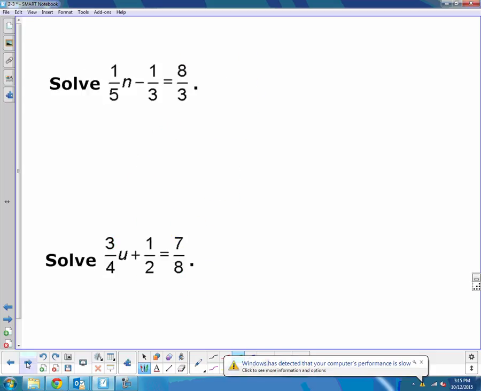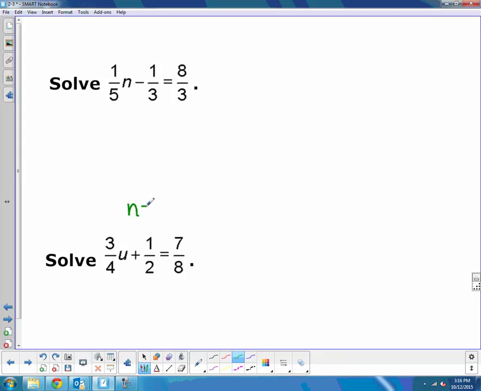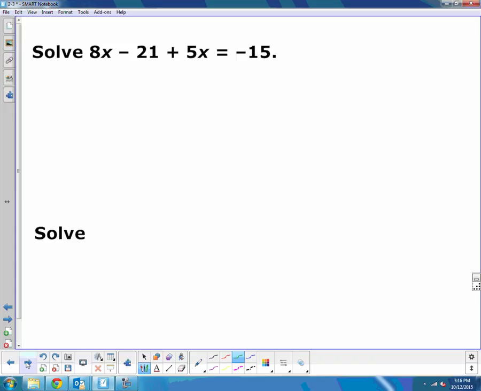Try these two on your own. Okay, I'm assuming you tried it, I'm assuming you worked on it on your own. You should have gotten that n equals 15. If you did not get that, make sure you watch the linked video. And for the second one here, you should have gotten 1 half. You should equal 1 half. Watch those linked videos if that's not what you got. I'm going to do one more, and then I'll let you try one more on your own.